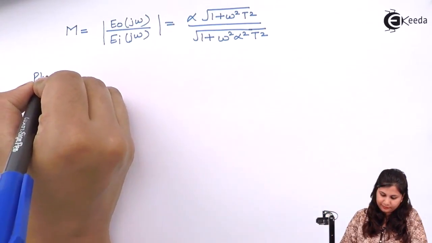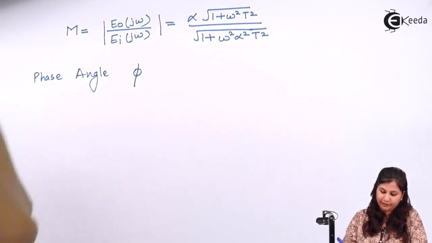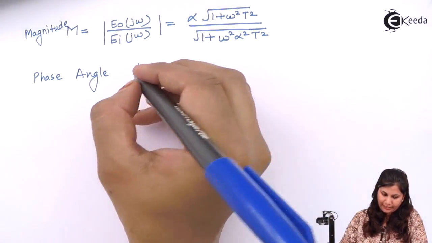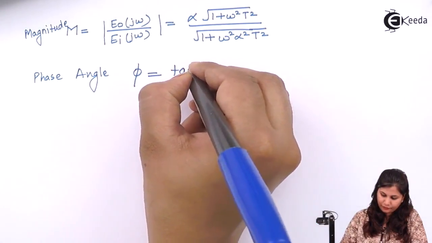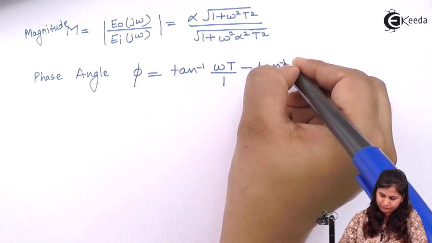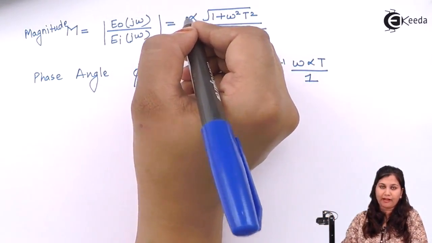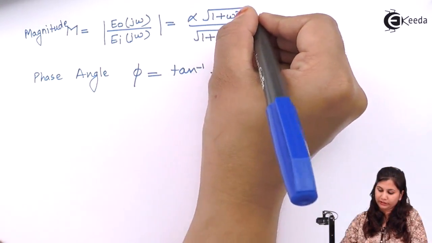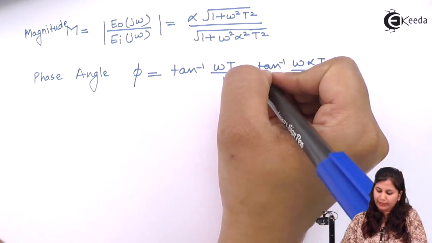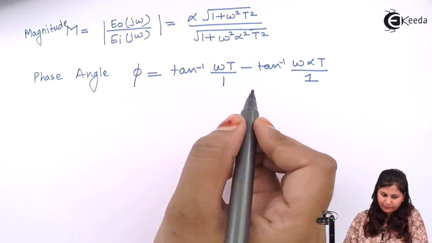And the phase angle is represented by phi. This was the magnitude. And this phi is given by tan inverse of, because tan inverse of alpha, it is a constant, so it will be 0. So only this part and this part, that is tan inverse of omega T upon 1 minus tan inverse of omega alpha T upon 1. So this is the phase angle.